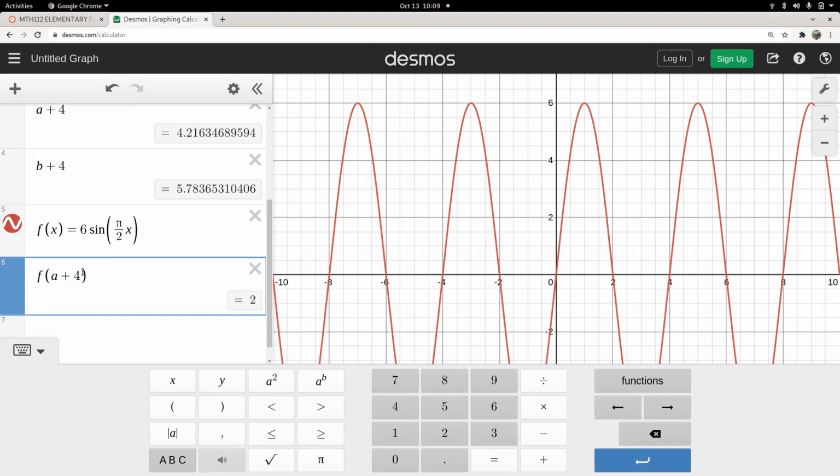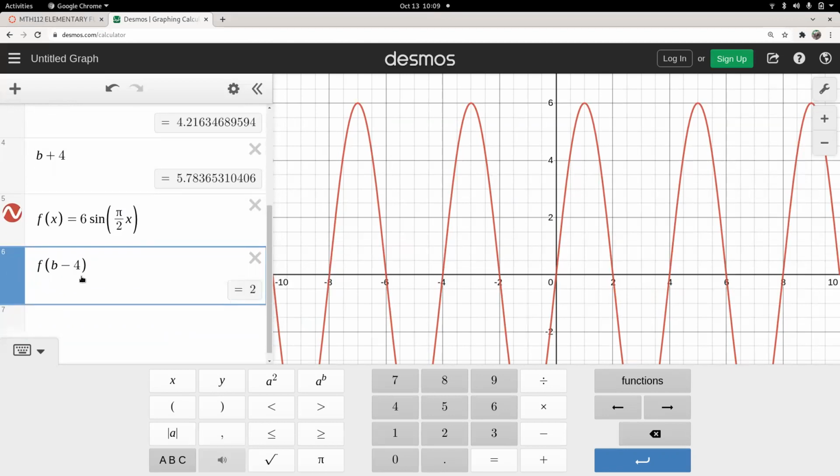It is 2. Now, the period is 4, so 2 periods would be 8. So what is f of A plus 8? It ought to be 2. What is f of B plus 4? 2. Now, I could also go minus the period, B minus 4. That would give me another one, 2.